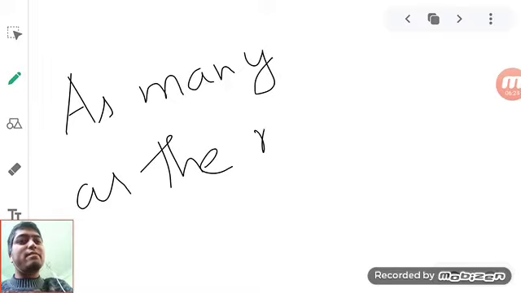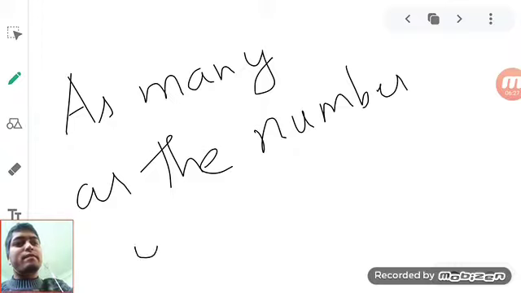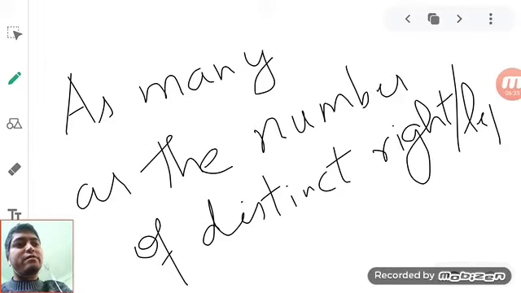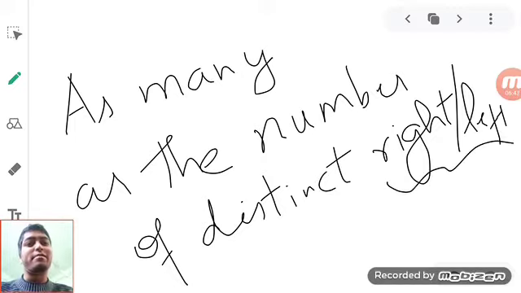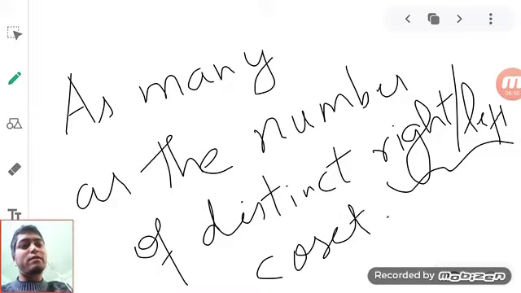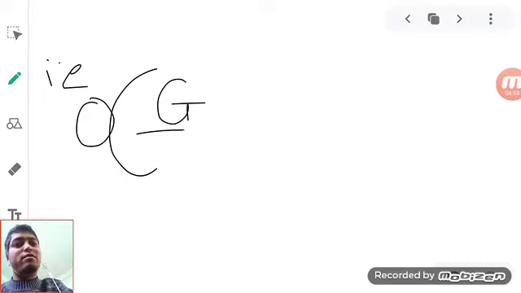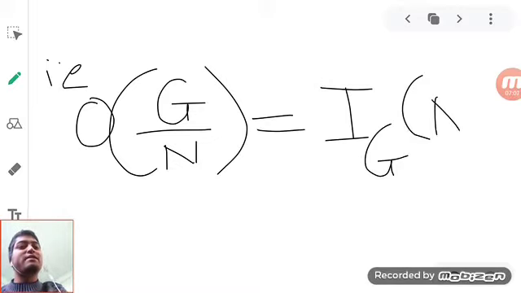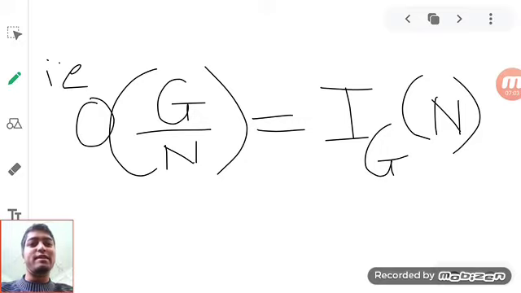As many as the number of distinct cosets, right or left. You can use any word over here, right or left, because N is a normal subgroup. Every right coset is a left coset, so it doesn't matter whether you use the word right or left. That's why over here I've written right or left coset. That is the order of G/N. Order means the number of elements of G/N. It will be equal to the index of N in G.